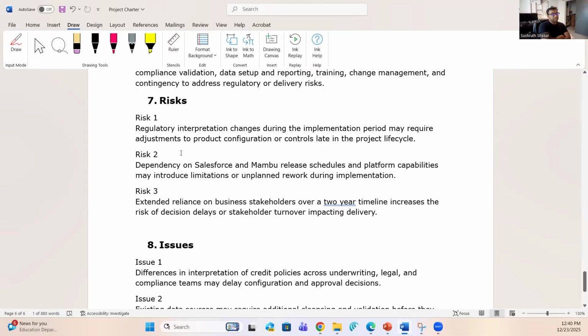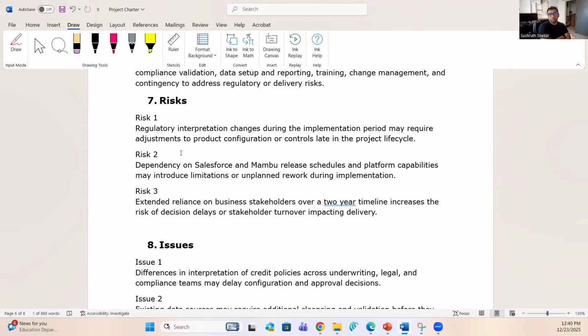So anything that's not in our control and we can do something about it, there is some time to do something about it, would be a risk. Example, regulatory interpretation changes during the implementation period may require adjustment to product configuration or controls late in the project cycle. So what this means is now we are designing the product based on the current regulatory environment.